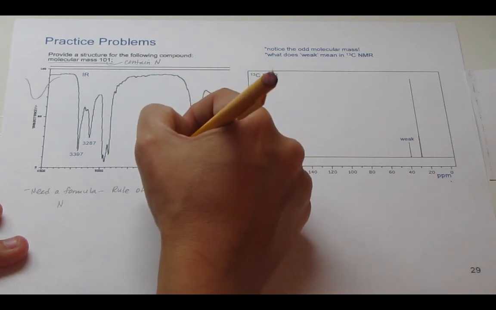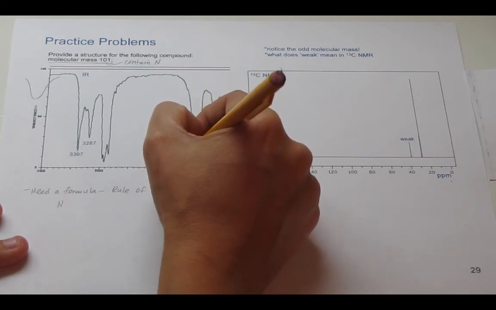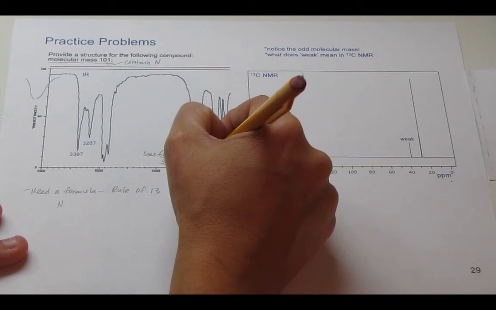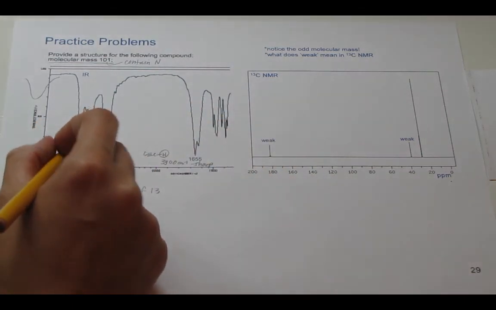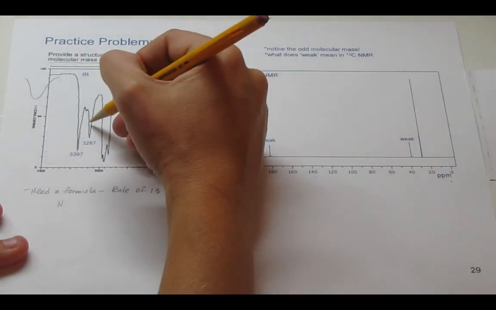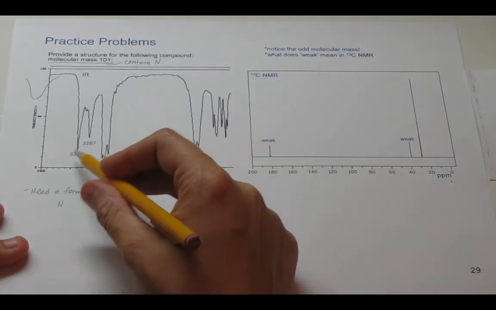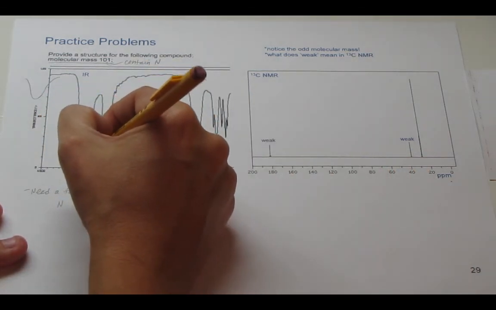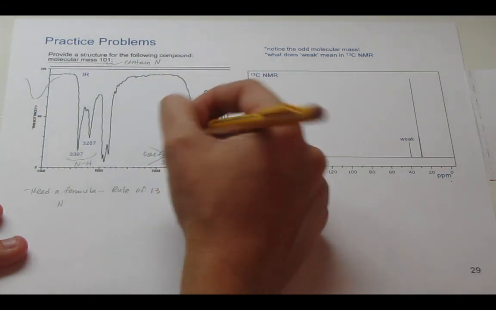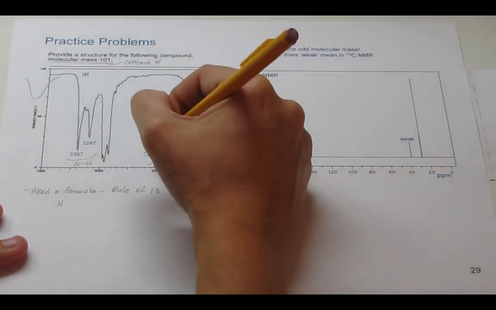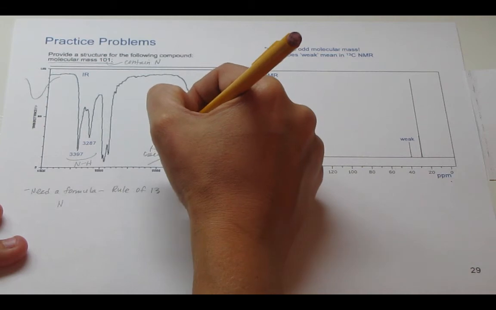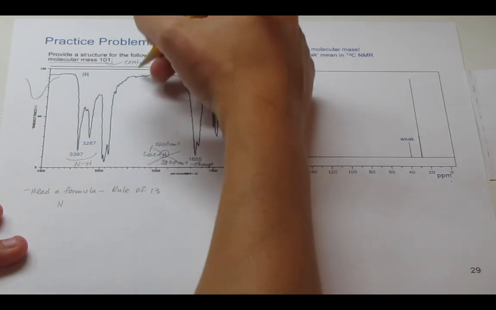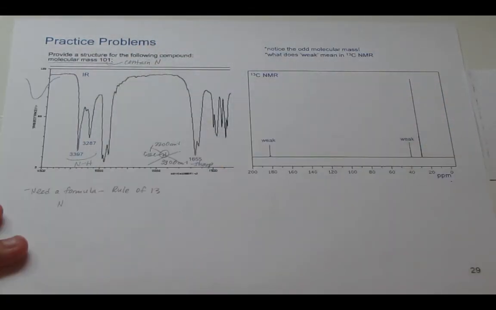But that was at 3,300, and it was sharp. Very sharp, and that is not the case. These are still a little bit broad. So what else is broad out there? NHs. Okay, so we don't have an alkyne, because an alkyne would also have to have a 2200 peak, and we have nothing in that region here.